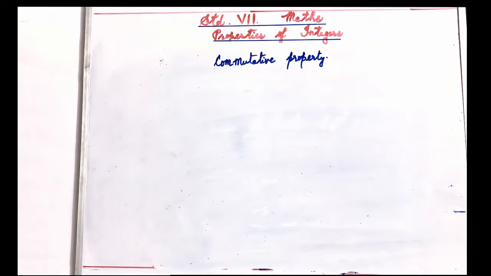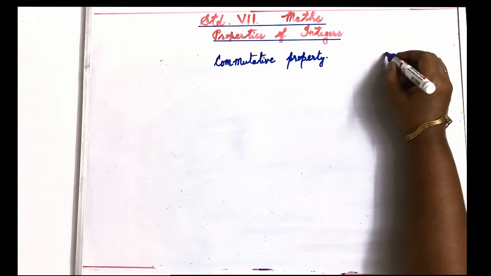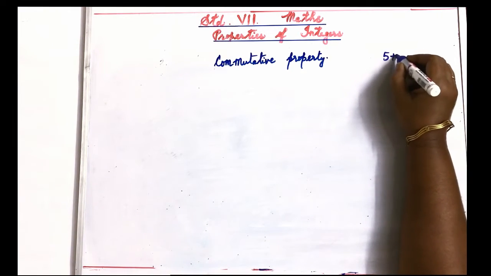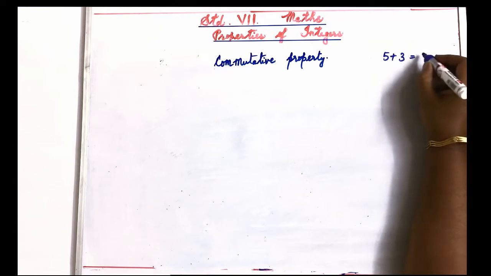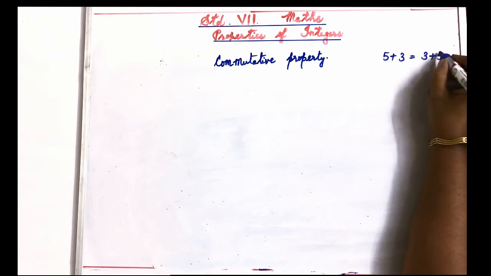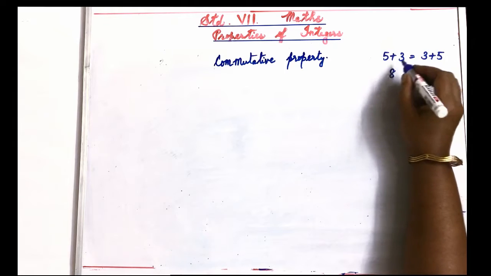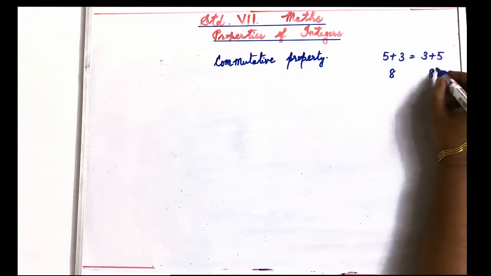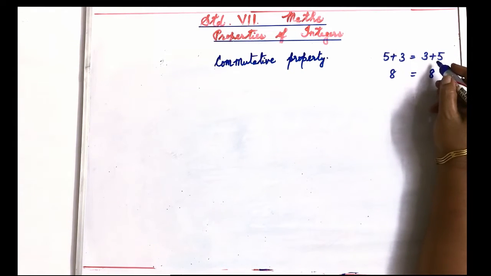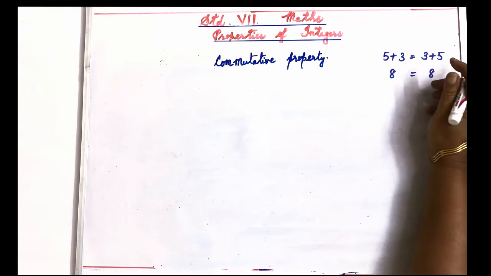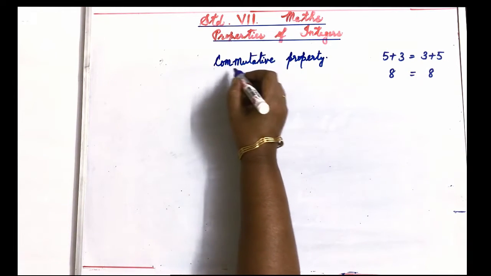First we will see what is commutative property in whole numbers. 5 plus 3. If you change the order, this becomes 3 plus 5. 5 plus 3 is 8 and 3 plus 5 is also 8. So this is the commutative property in addition. The same we are going to apply for integers.